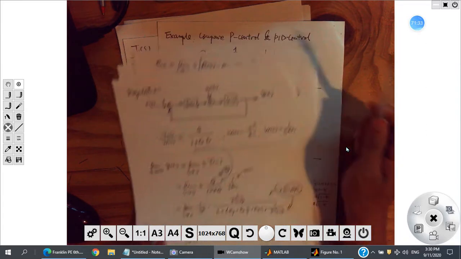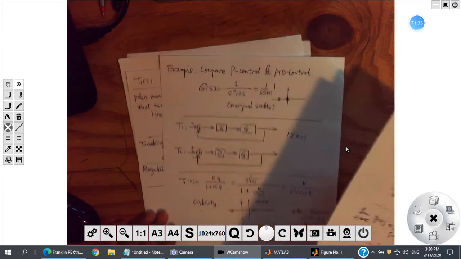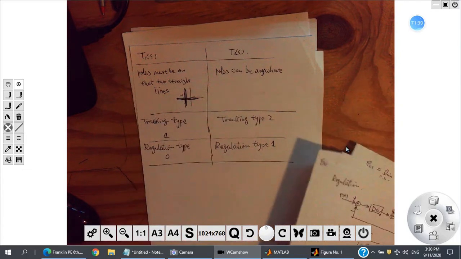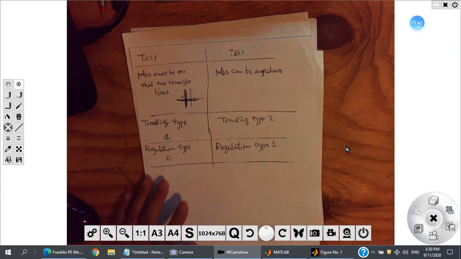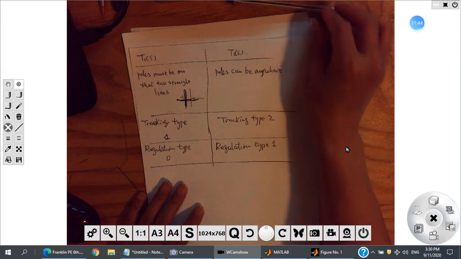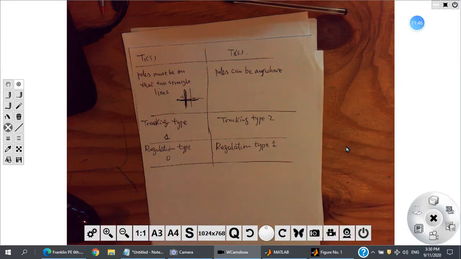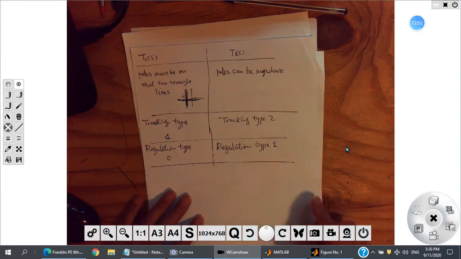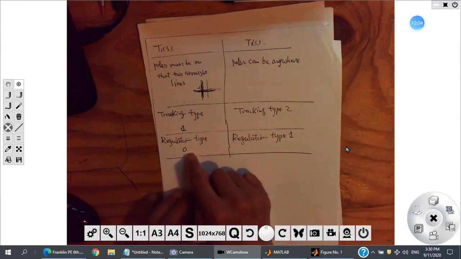Now of course the regulation order is type 1. So if the noise is a ramp input, that means the noise is increasing according to time t, then the system cannot totally cancel the noise. However, the noise also will not cause the system to give infinite output. So this is nice. It's still nice. But for T1, it is not good.